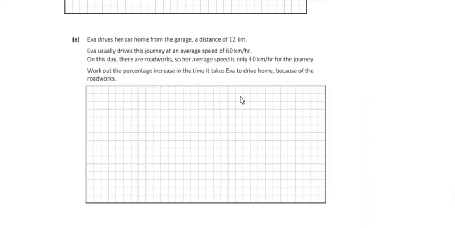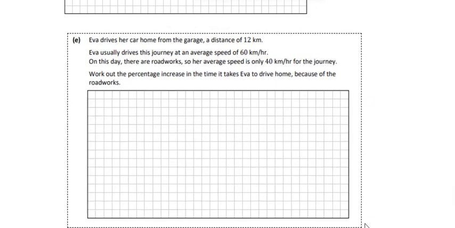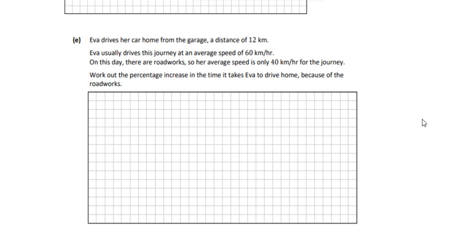She drives her car home from the garage, a distance of 12 kilometers. So this is a distance speed time question. So that triangle's always handy for your formula. Speed is distance over time, time is distance over speed, and distance is speed multiplied by time. So she usually drives home at an average speed of 60 kilometers per hour. On this day there's road work, so her average speed is only 40 kilometers per hour.